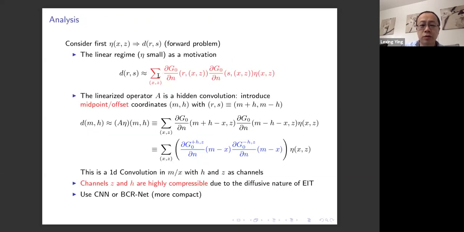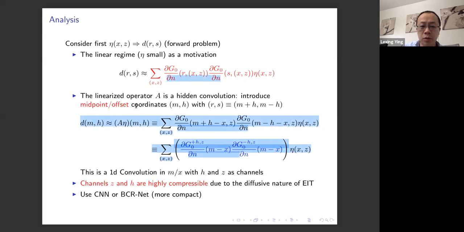So even in the circular domain, this Dirichlet-to-Neumann map can also be written as a product of the normal derivative of the Green's functions. But here the difference is that when I do the middle point offset construction, R and S are on the top surface, whereas in the circular domain, R and S are going to be on the boundary. So it will also be a convolution, but in the angular variable.